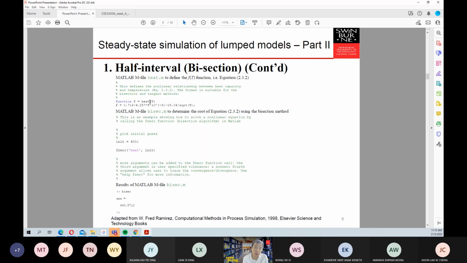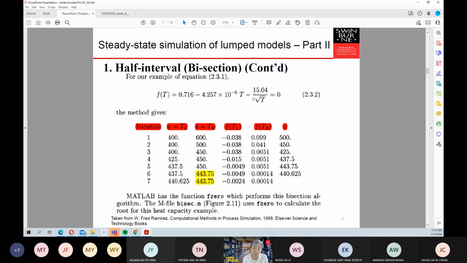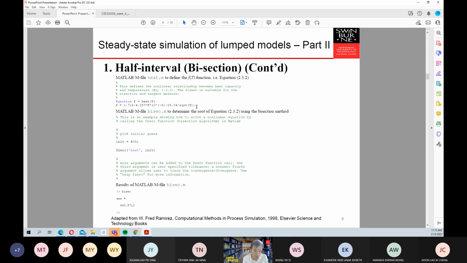Okay, it has one input, which is T. The T can be anything. So if you put in any particular value in the command prompt, then this will calculate what the value of F is, basically. Okay, you can see that this F is equal to 0.716 minus 4.257 multiplied by T multiplied by minus 15.04 divided by the square root of T.